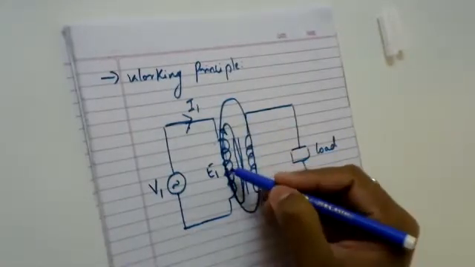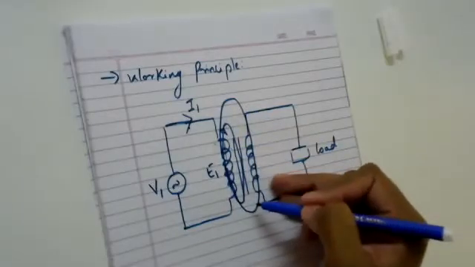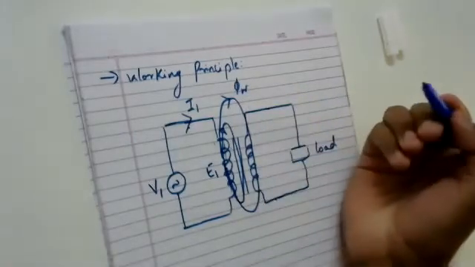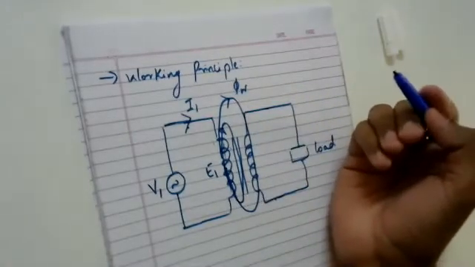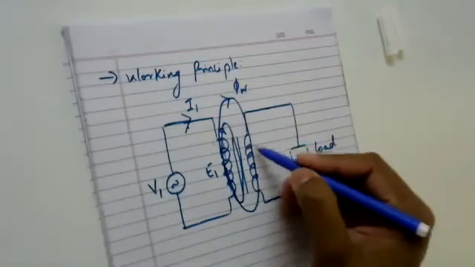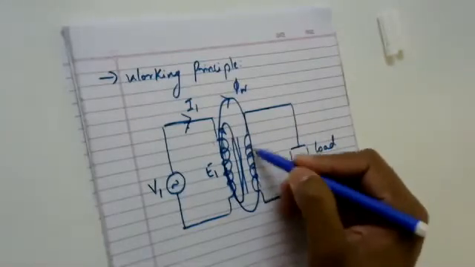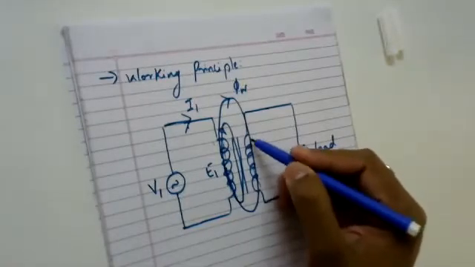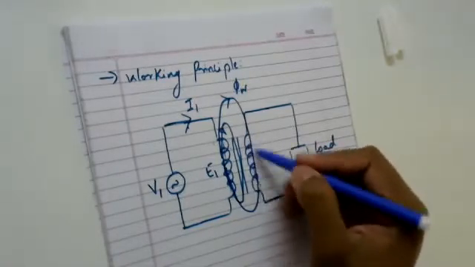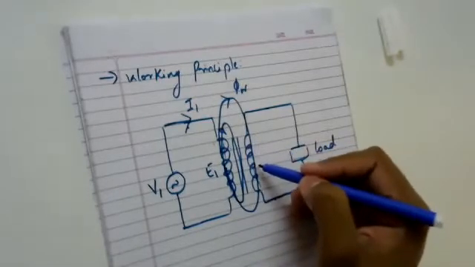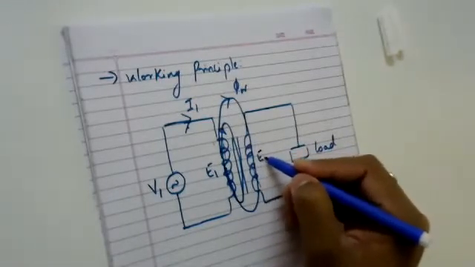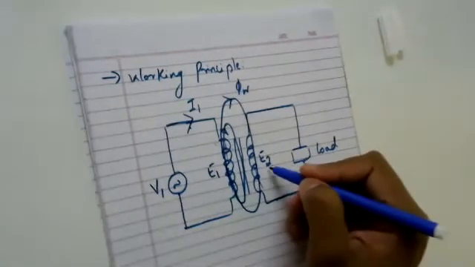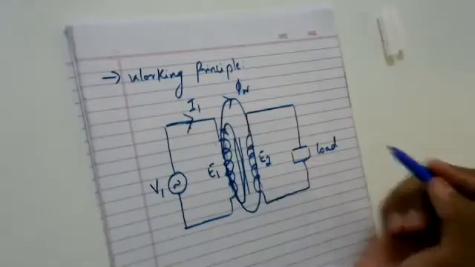Part of the flux from the primary winding is going to link the secondary winding. This flux is called the working flux. When the working flux cuts the secondary coil, it produces one more EMF. That EMF is called the mutually induced EMF.